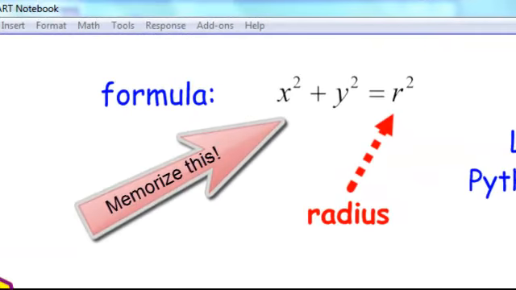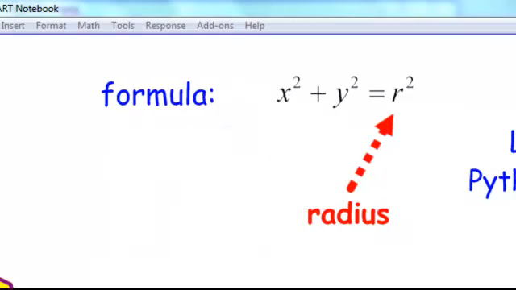The equation of a circle looks a lot like the Pythagorean theorem, where the radius squared will be like your c squared, and that will be on the right-hand side of your equation. So x squared plus y squared equals r squared is the general equation of a circle. You need to memorize this.